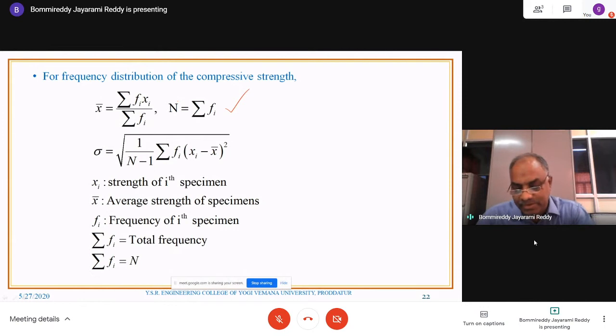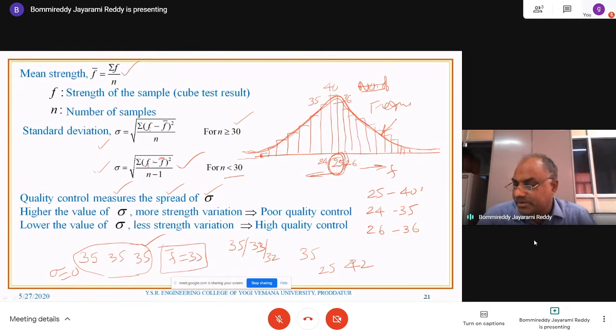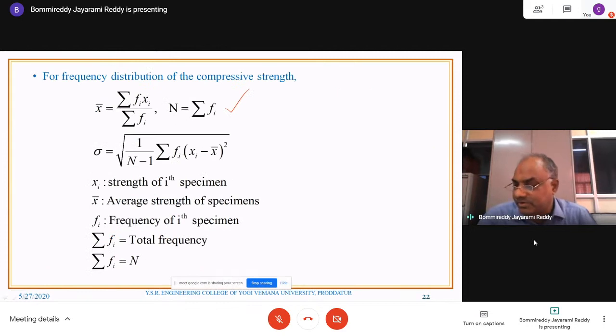In the previous case, sigma is nothing but the square root of 1 by n minus 1 times the sum of Fi minus F bar whole square. But here frequency is introduced. So, Fi multiplied by Xi minus X bar whole square. And you are familiar with all these things. It is a statistical concept studied at a lower standard. And sigma Fi is the total frequency, which is called n.